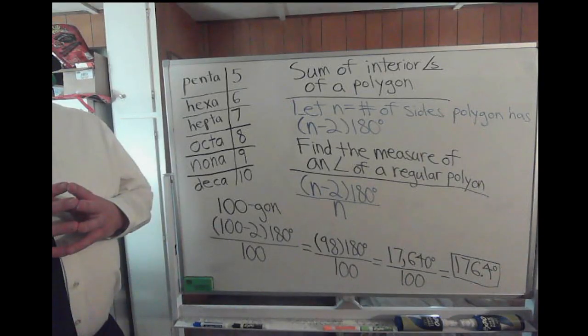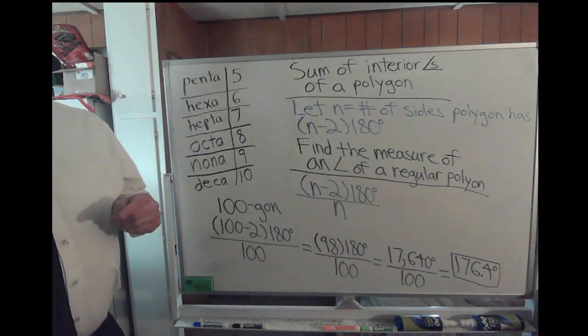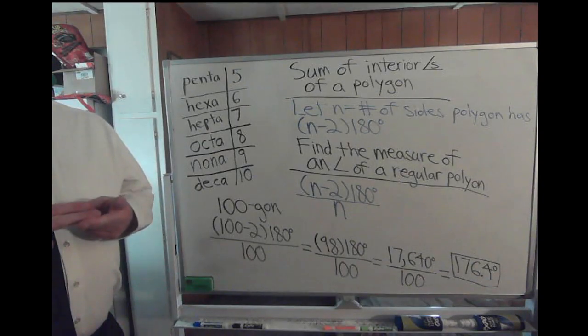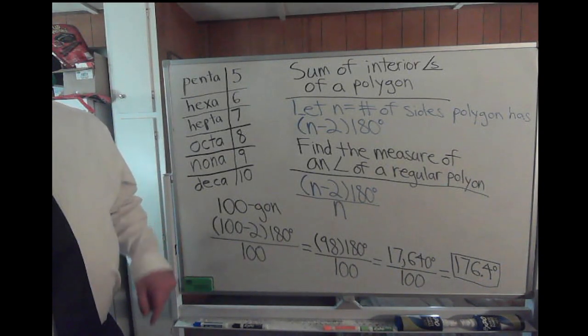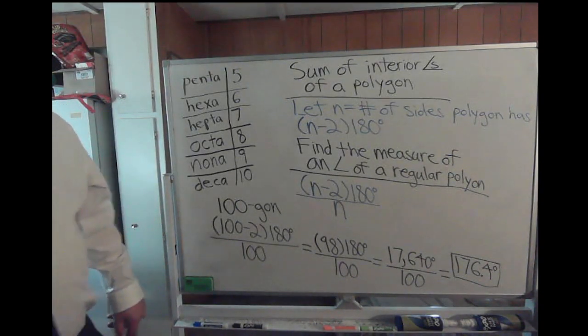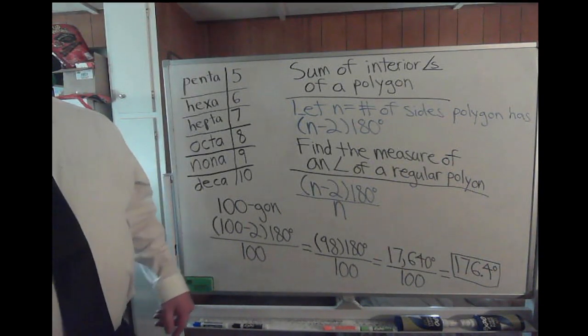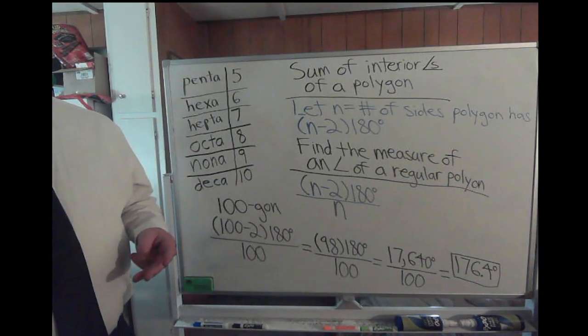But that's it for polygons. Next lesson we are going to do area problems. We're going to do the area of a parallelogram, a triangle, and a trapezoid. We've already covered, actually earlier in the course, rectangles and squares. I don't think we need to spend time on that. Those are pretty simple. But we're going to do parallelograms, trapezoids, and triangles.